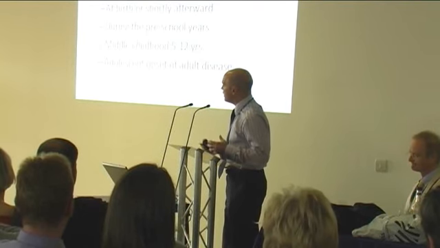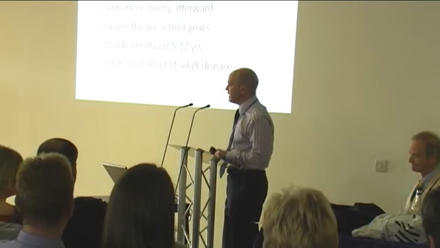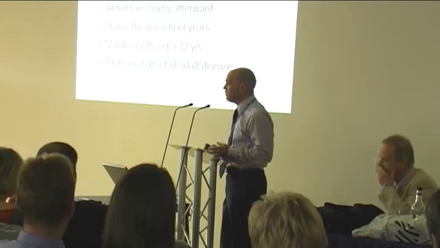Well, mitochondrial disease, as we've talked about in previous talks and patient information events, can affect anyone from birth right through into the 70s and 80s. But in fact, children can get disease even before they're born, and we can pick this up on antenatal scans, provided we know the diagnosis in the mother. So the earliest that we can detect this condition is probably in the last trimester of pregnancy, the last 10 weeks or so.